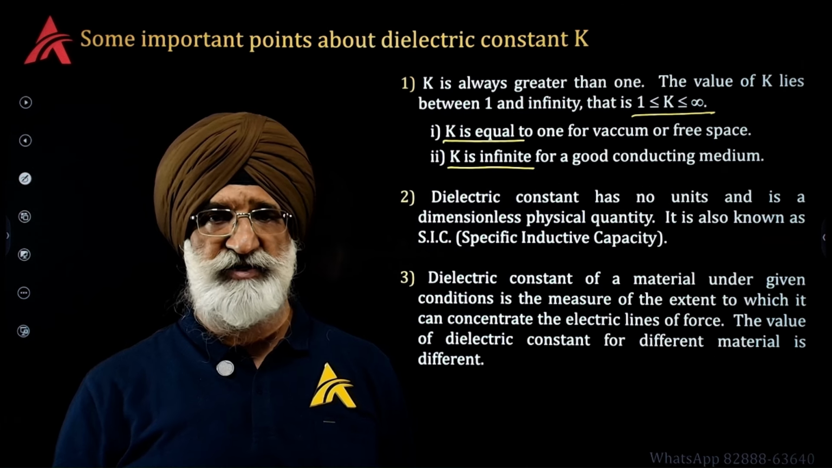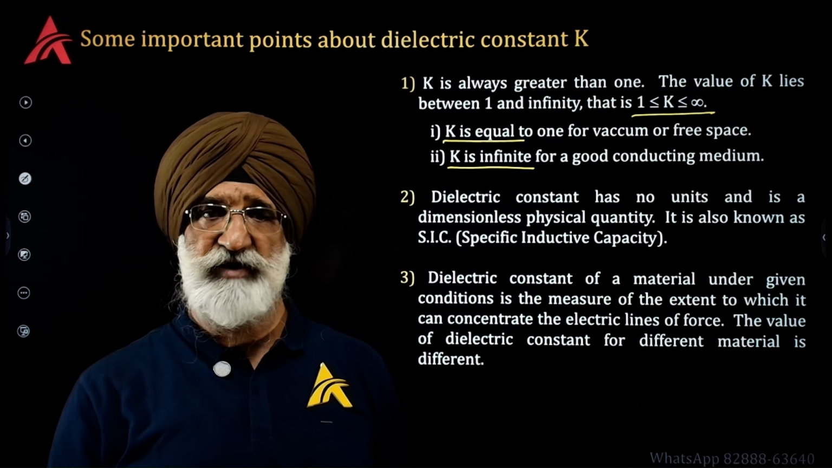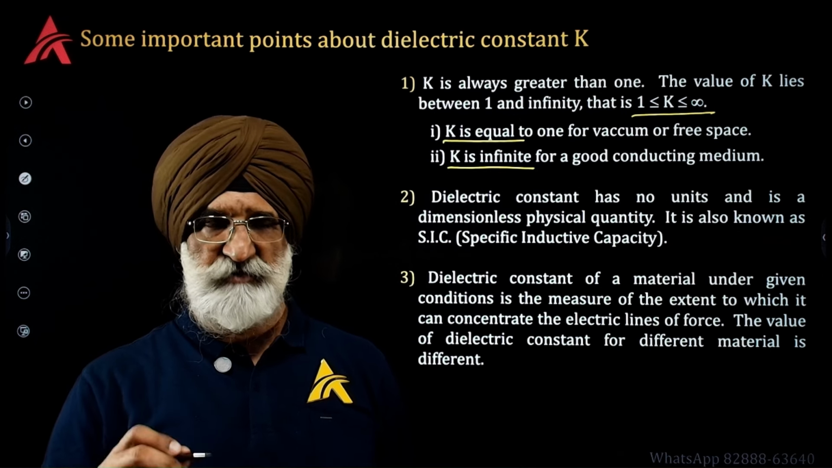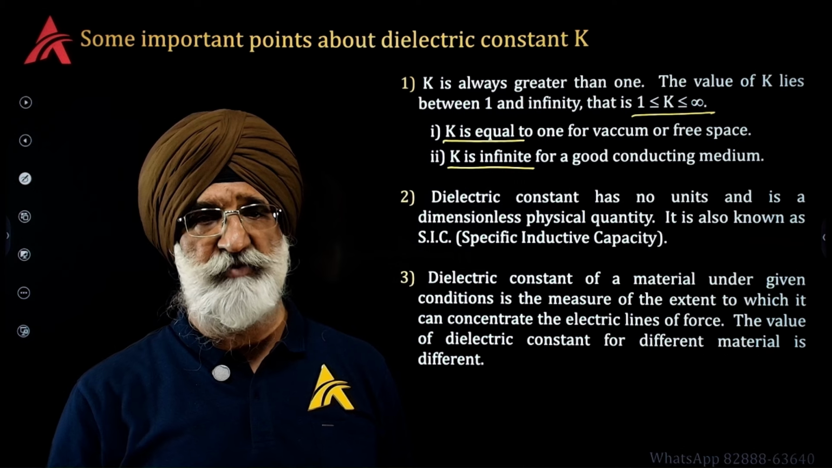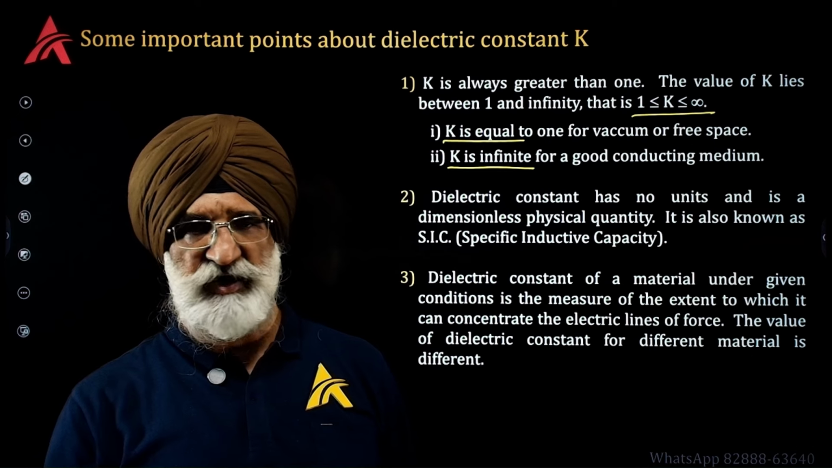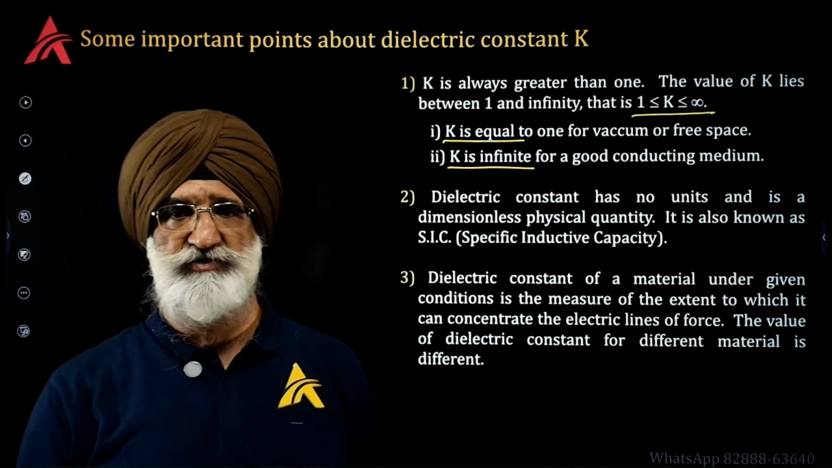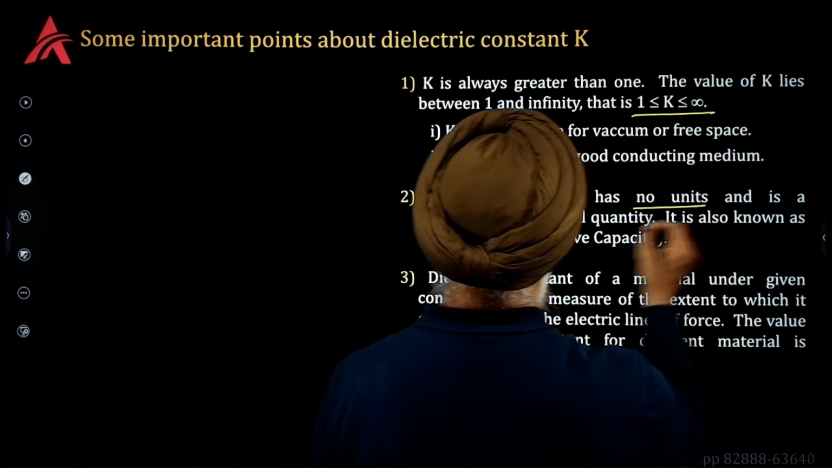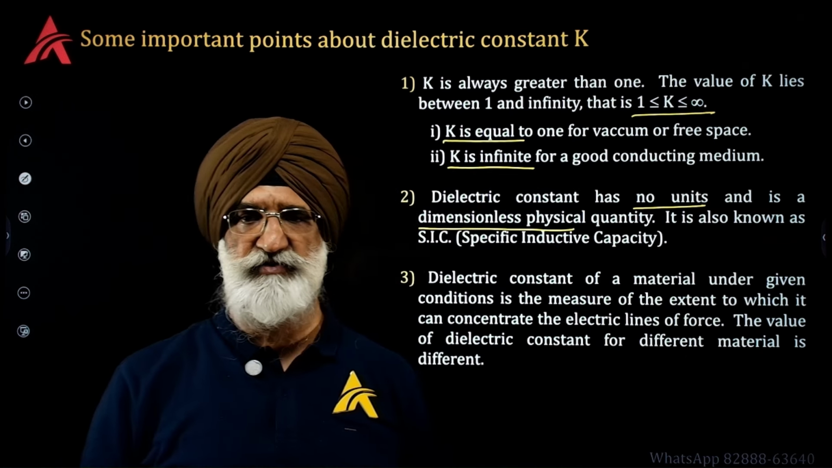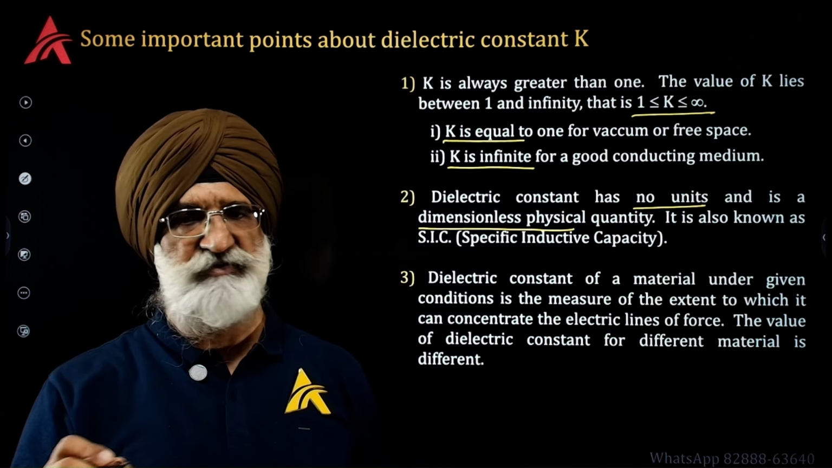Why can the dielectric constant not have a value less than 1? It means that we cannot have any medium whose permittivity is less than the permittivity of free space. The permittivity of free space is the minimum value of permittivity which any medium can have. Dielectric constant, as we did earlier for relative permittivity, has got no units and no dimensions. That means it is a unitless and dimensionless physical quantity. Sometimes it is also known as SIC, specific inductive capacity.